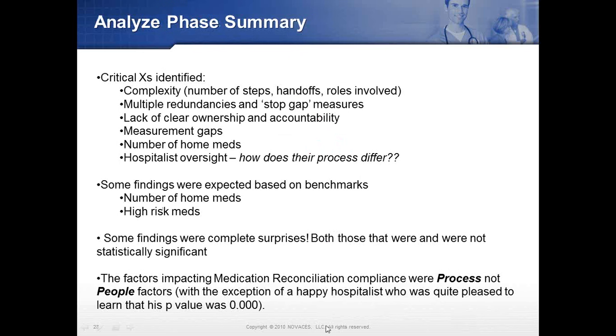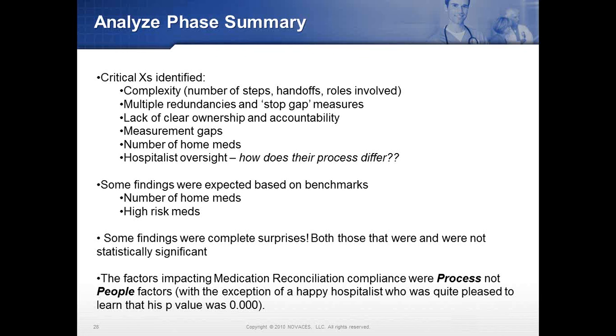So, critical X's identified through statistical analysis were complexity. We knew that. We could see that. We didn't have to count it. But absolutely, complexity was an issue. Multiple redundancies and stopgap measures, critical to fix those. A lack of clear ownership and accountability. There wasn't a captain of the ship. Lots of different people were trying to do the same thing without the information that they needed all over the place. There were significant measurement gaps.